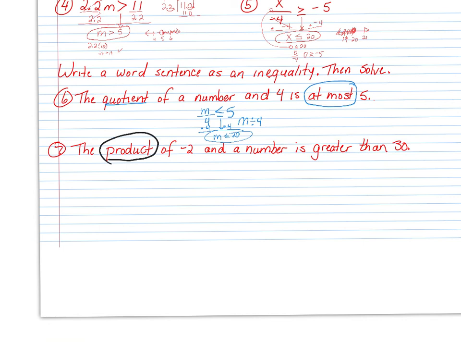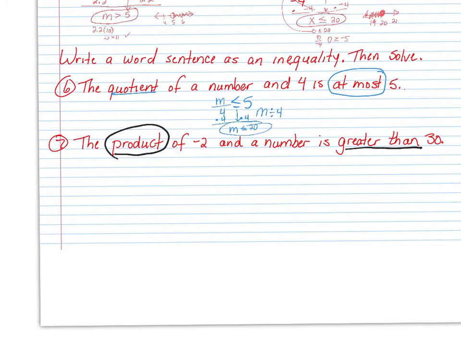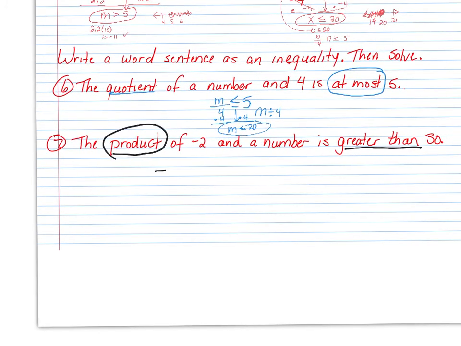Product is a key word. Landon? Greater than. What's product mean in math? So we're going to take negative 2 times a number. Do you know your number? 30. What? Nope. Negative 30. Of and a number. Do we know what the number is? No. Call it what? Okay. Is greater than 30.